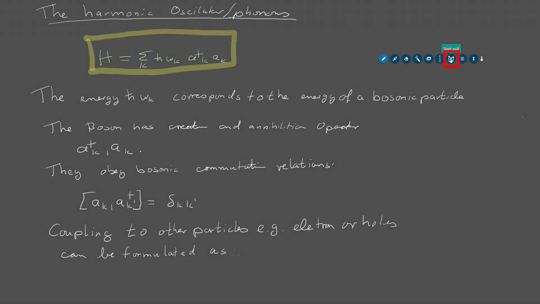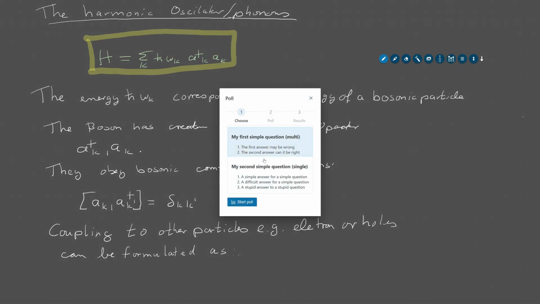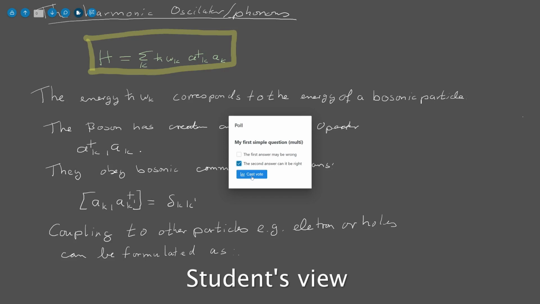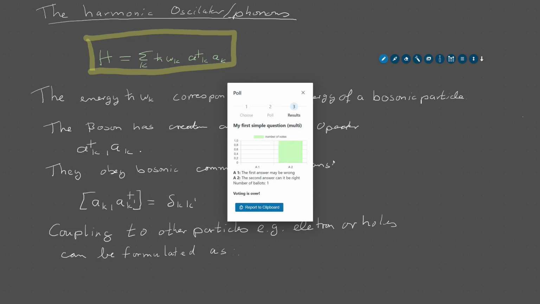Push the poll button in the toolbar. In the dialog, choose the poll that you want to launch and press the Start Poll button. The poll is started and appears on the students' devices. While the students select the different answers, you can show or hide the incoming poll results. By pressing the Finish Polls button, the poll is closed and the poll results are shown on the main screen and on the students' devices.